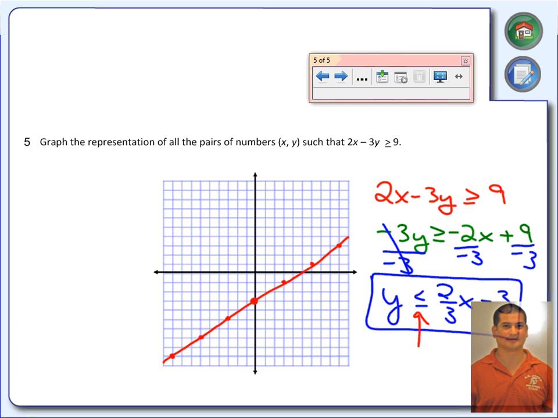Last thing I got to do is shade. And it says less than. And anytime it says less than, we shade to the bottom. So this is the graph of y is less than or equal to 2/3 x minus 3. All right, so those are the first 5 questions off of the review for the test next Thursday. We'll look at some more tomorrow.